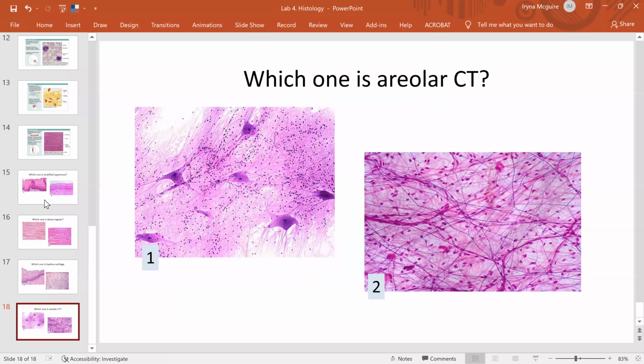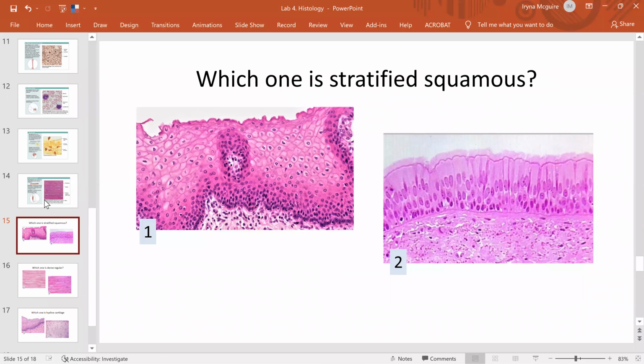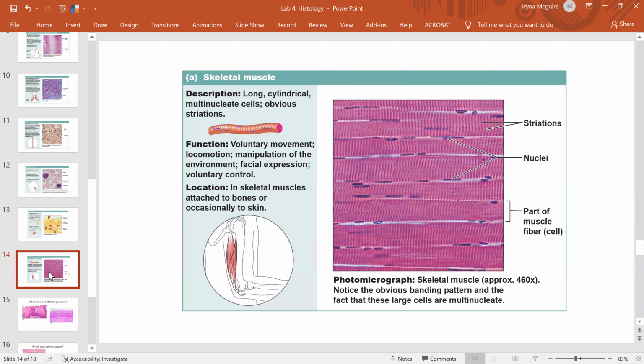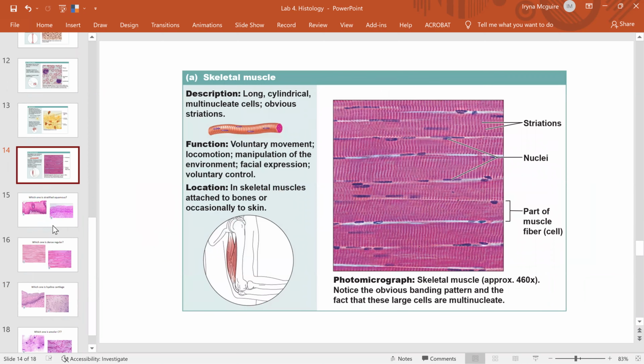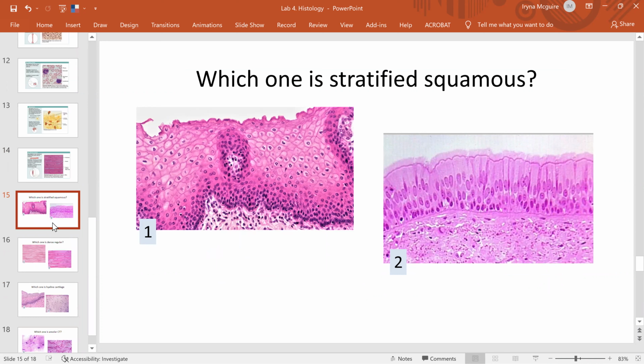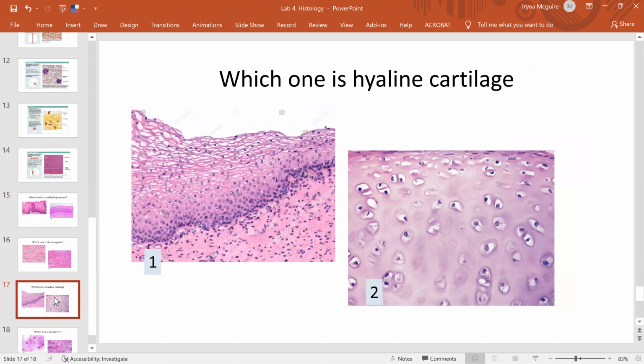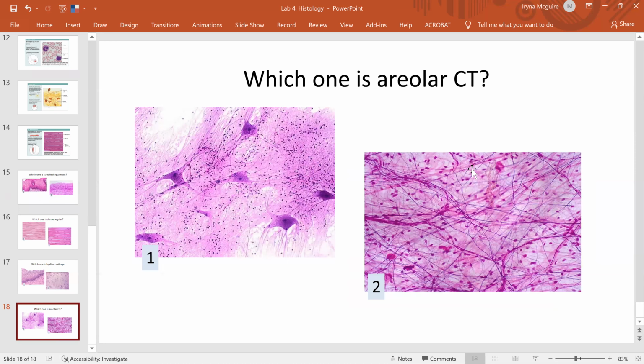So we covered connective tissue. We also covered one type of nervous tissue and one type of muscle, skeletal muscle. And then we compared stratified squamous and pseudostratified columnar. We compared dense regular and skeletal muscle, stratified squamous and hyaline cartilage, and nervous tissue and areolar tissue.